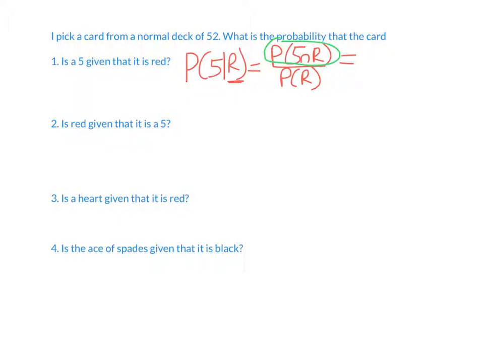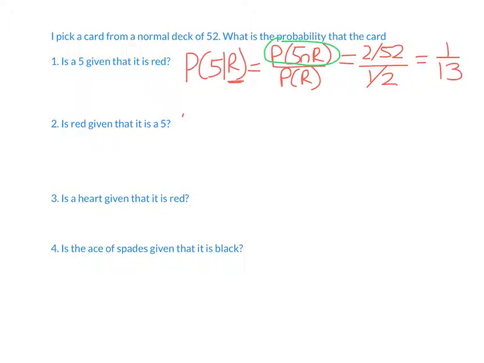So let's think about it. In a deck of 52, there are 2 red 5s: 5 of hearts, 5 of diamonds. So the numerator is 2 over 52. The probability a card's red is a half. So you can let your calculator do all the work there. You should get 1 over 13.